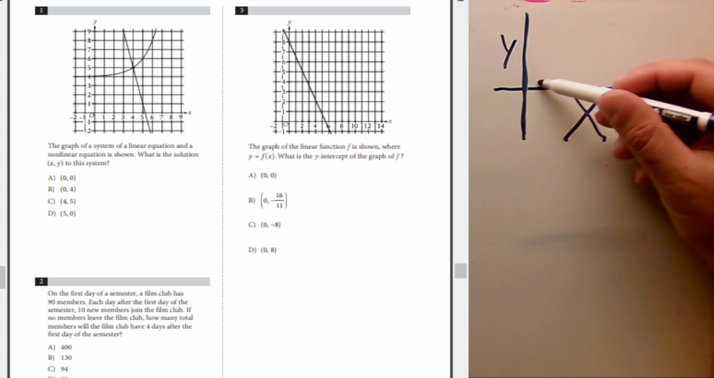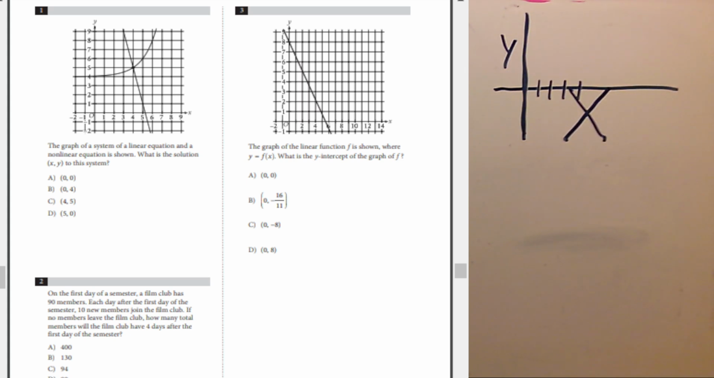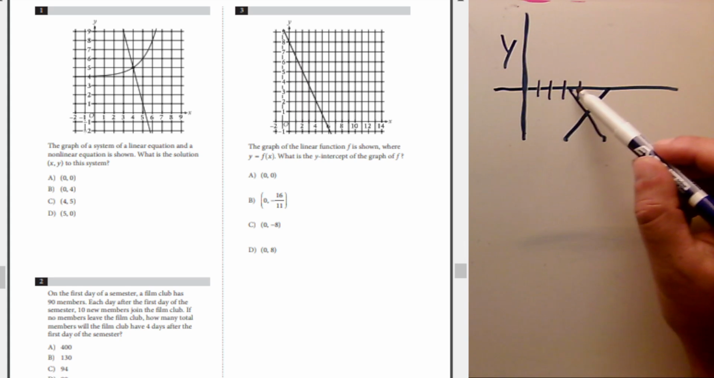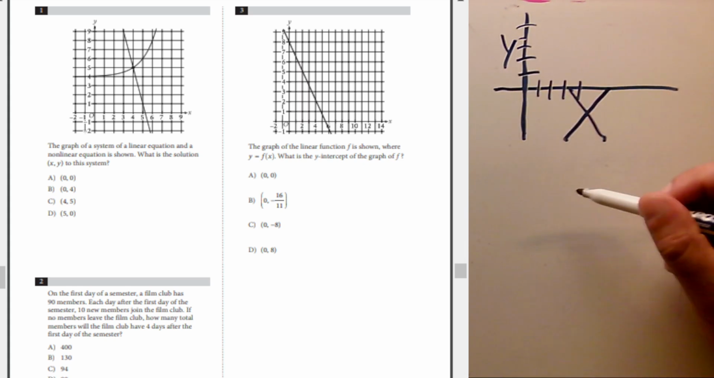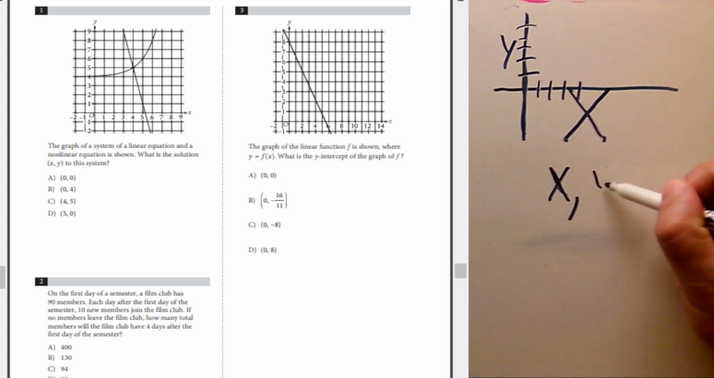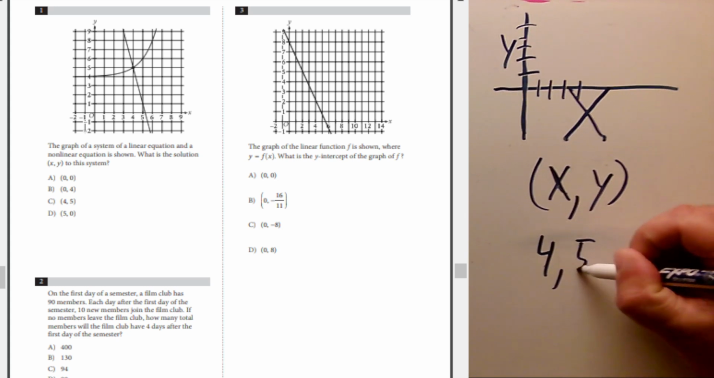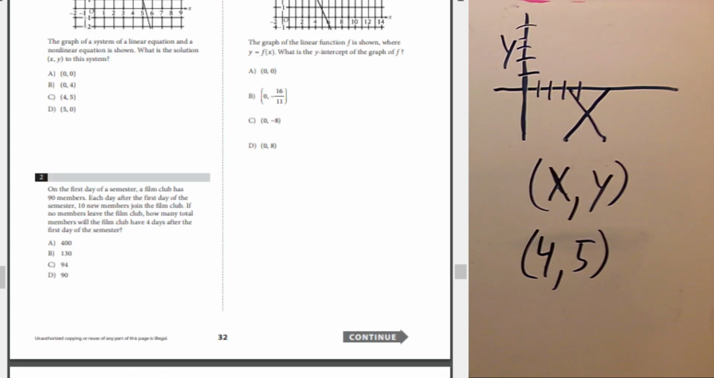And so to find the x value, we'd see how many ticks we go over. We want to find the solution to these two lines. So the solution is where they intersect. For this specific problem, we find the x value first, so that would be 1, 2, 3, 4 over, and then the other intersection point would be 5 up. It's written in alphabetical order, x and then y. So our x value would be 4, our y value would be 5. And that is the solution to those two, the linear and the nonlinear line.